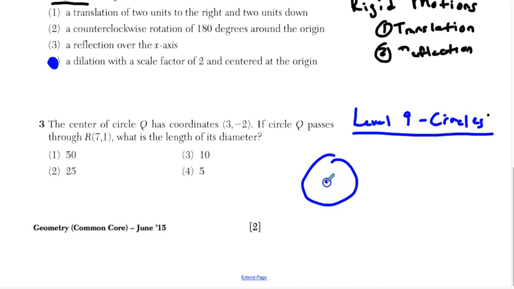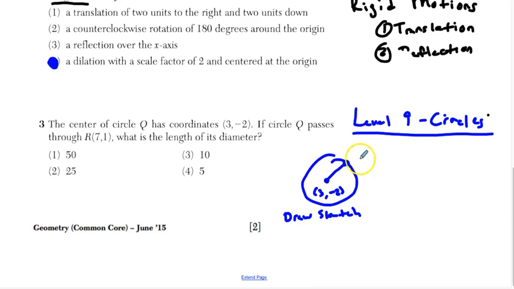So they've given us the center. This is at (3, negative 2), and this is Q. And this is a point R that passes through the circle. So this is the sketch. They gave us a center and they gave us a point out here. We're going to write a little note that says draw sketch.